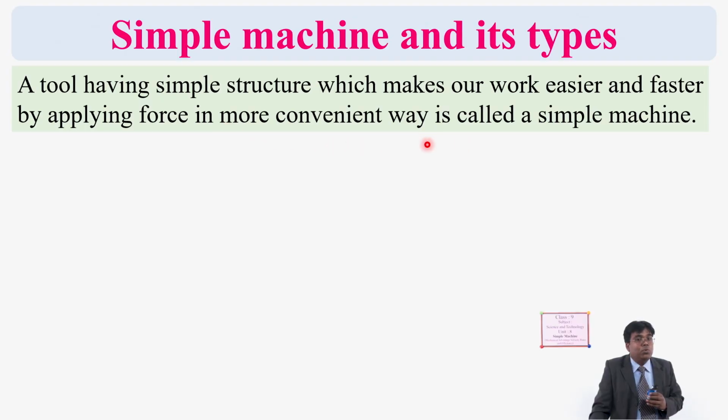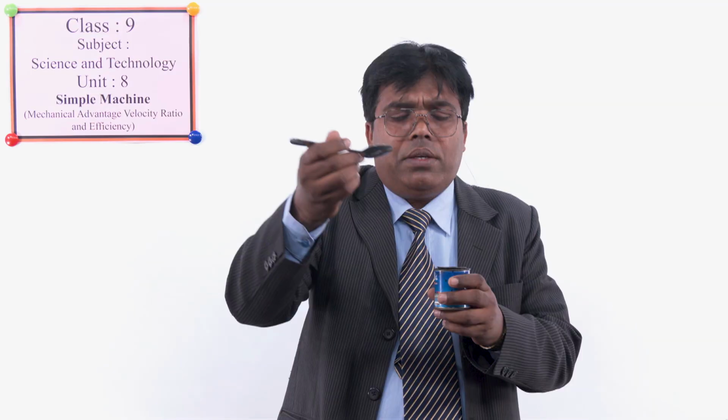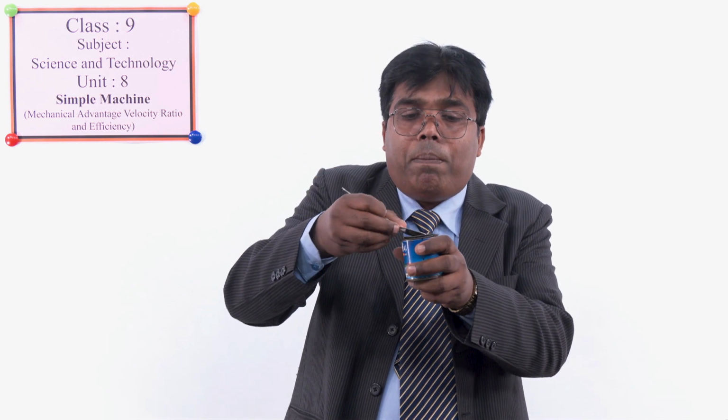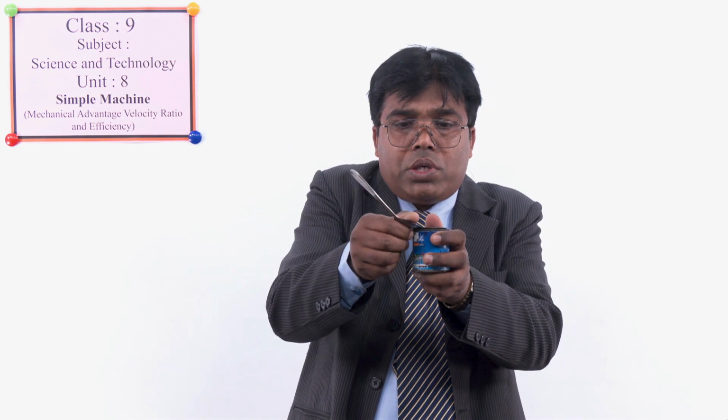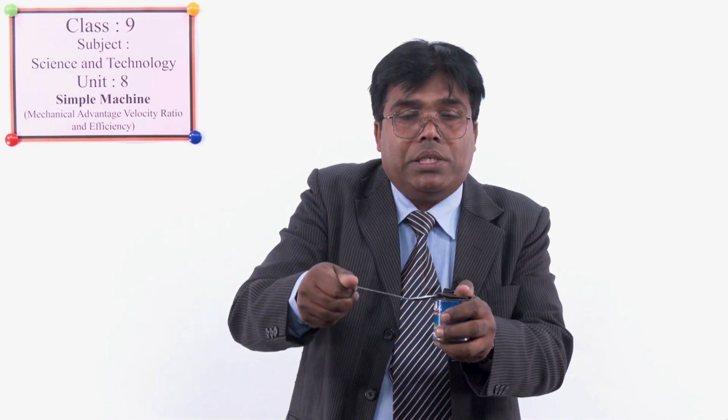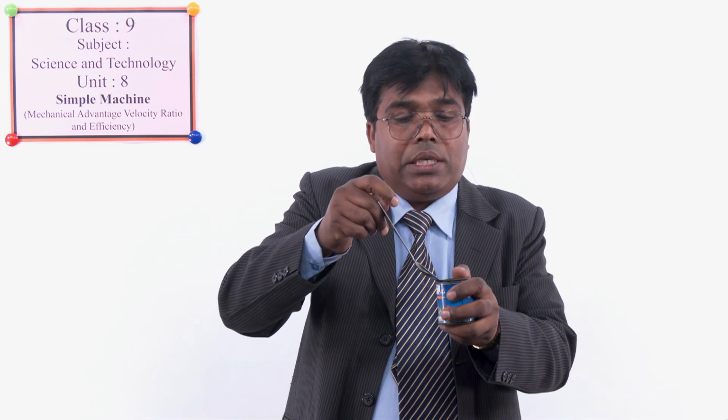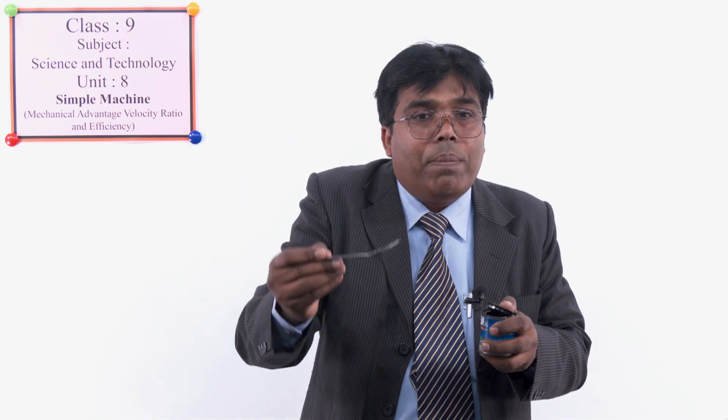Another term used here is more convenient way. So what is the meaning of more convenient way? Just see here. We can open this tin can by pressing this spoon closer to the tin can. We can open it by pressing at the edge where you feel it is easier to open. Yes, obviously when you press the spoon at a longer distance, this is called convenient. More convenient means an easier way to apply force so that we can do more work.